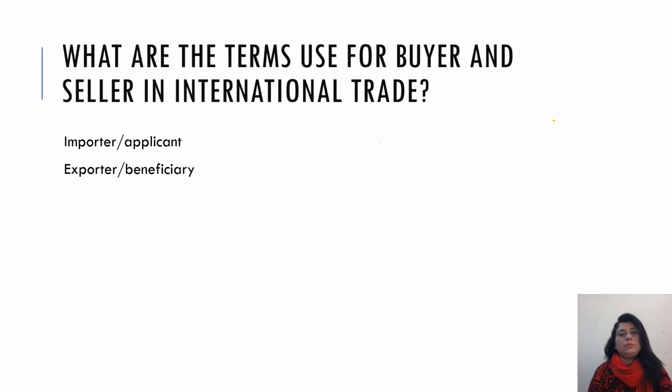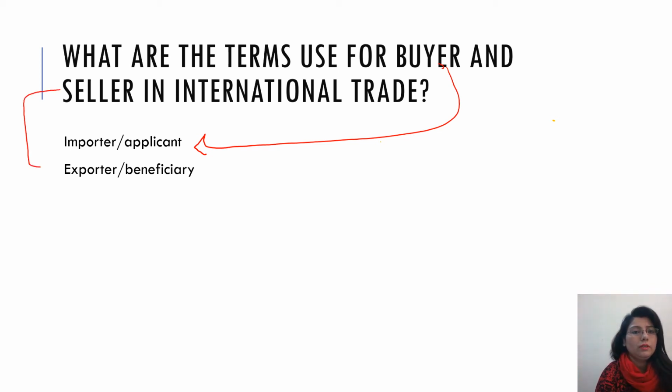What are the terms we use for buyer and seller in international trade? Simply, the person who is buying the product is called the buyer, and the seller is the one who is selling the product. But in international trade, the buyer is called the importer. The importer is the one who is buying goods in exchange for some value of money. And the seller is called the exporter.